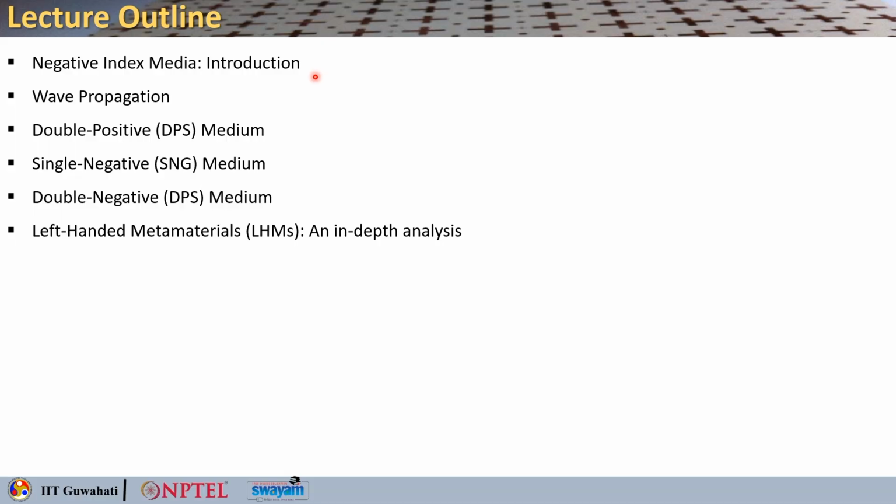Today we will be discussing a brief overview of negative index metamaterials. So here is the lecture outline. We will give you a brief introduction to negative index media. We will discuss its wave propagation characteristics. Before we come to negative index medium, we will also discuss double positive medium and single negative medium, and then we will go for double negative medium, that is DNG, and finally we will discuss left-handed metamaterials and go for in-depth analysis.